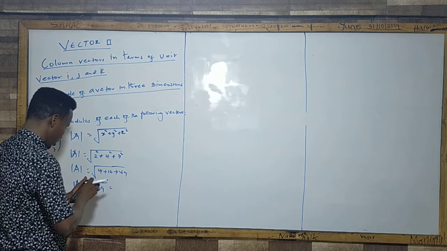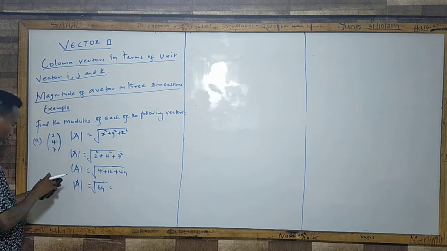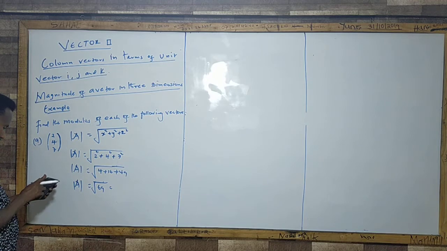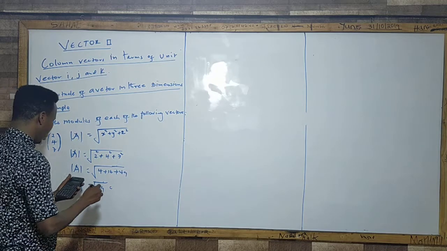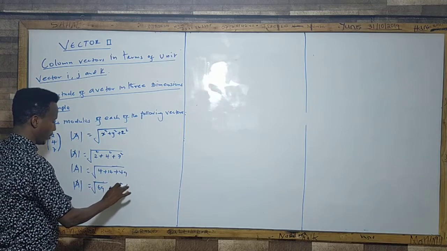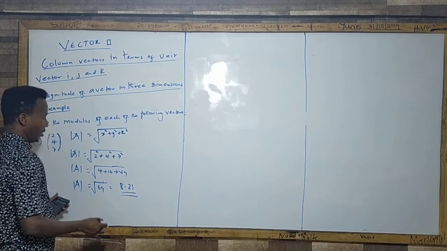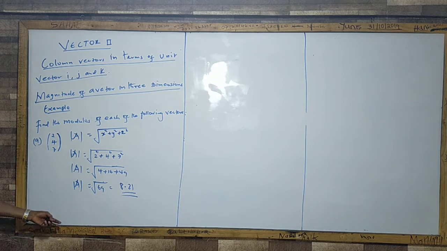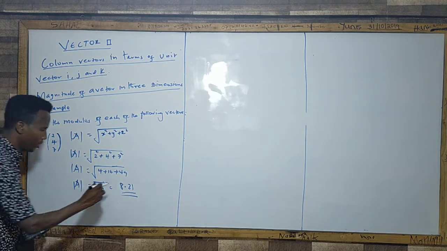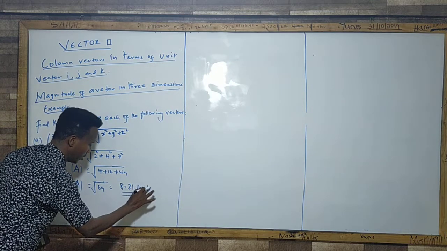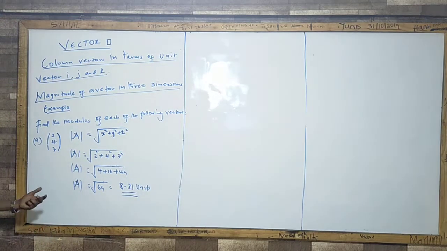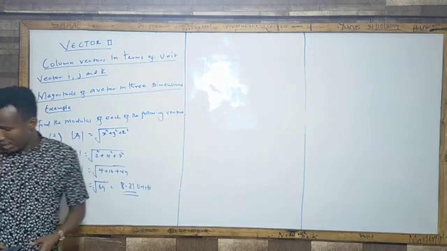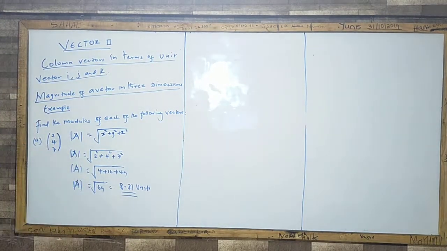The root of 69 is 8.31 units. Just understand that. 8.31 units. You can say that. It is very easy, by the way. Can't you see how we calculate the magnitude of a three-dimensional vector?